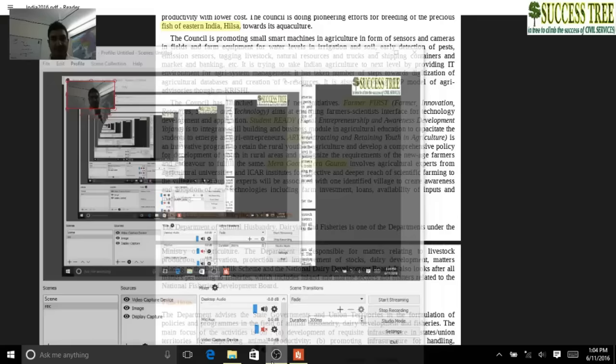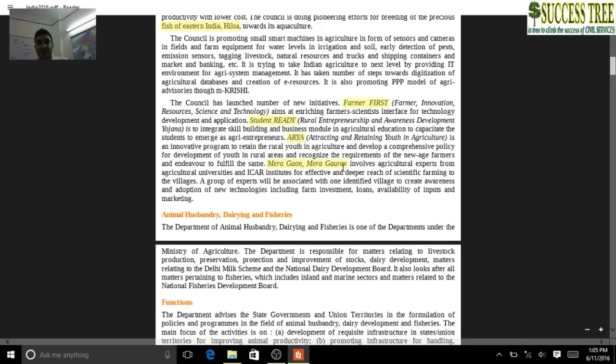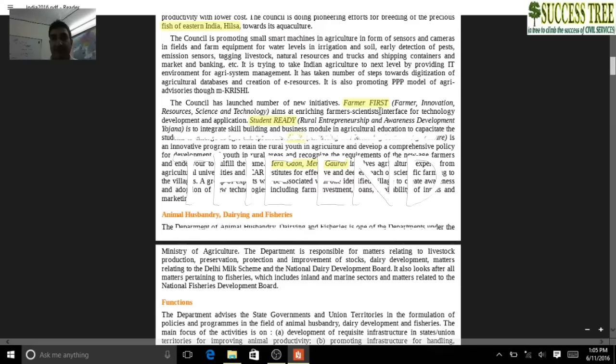Okay, Mera Gaon Mera Gaurav. So again, the experts are brought in to make sure the farmers inculcate these scientific and research technologies into agriculture development. So these are important, they can be asked directly. Even not specifically what ARIA is, but they can ask ARIA and student ready. These are programs of the Ministry of Culture. Maybe the question can be broad based.